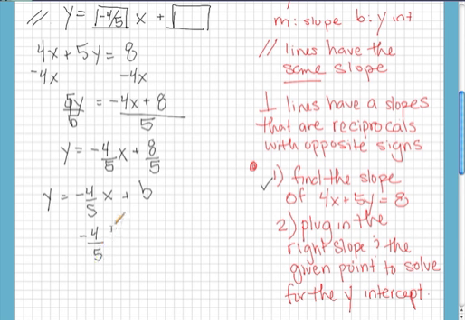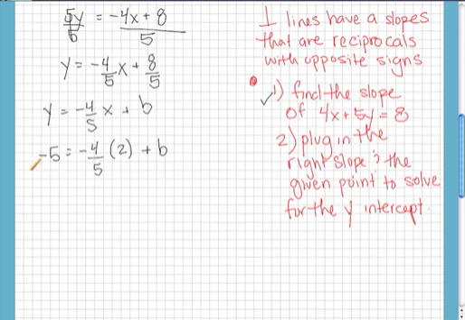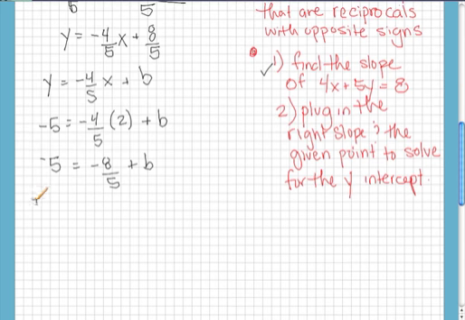2 for our x coordinate, and we're going to plug in negative 5 for our y coordinate. Again, we're solving for b. We don't know what that is, so let's go ahead and leave that in there. Let's go ahead and simplify. This will simplify to negative 8 over 5 plus b. Let's go ahead and add 8/5 to both sides.